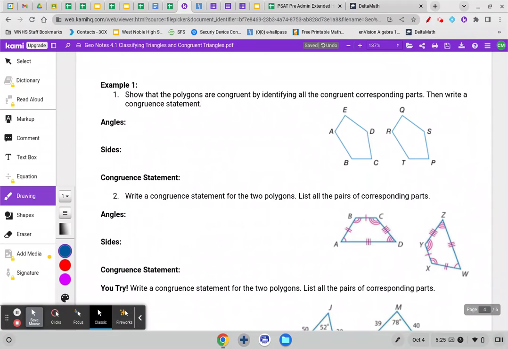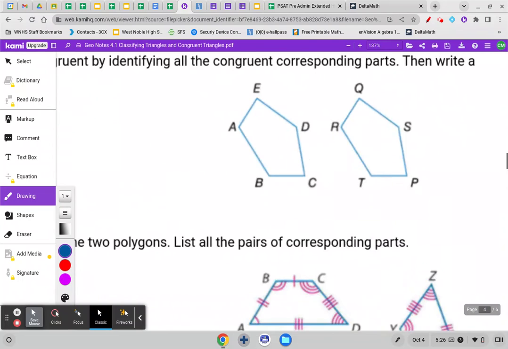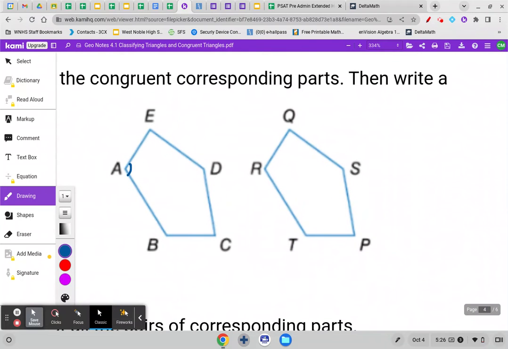Okay? So for our example here, these first few, we're just going to be writing out a bunch of congruences. So we are going to show that the polygons are congruent by identifying all the congruent corresponding parts, then write the congruence statement, okay? Now, we're just assuming that these two pentagons are congruent. I'm going to go ahead and mark their congruences. So if I zoom in here, I'm going to do single tick marks on A and R, then I'm going to do double, triple. It gets kind of difficult when there's so many of them. And then 4.